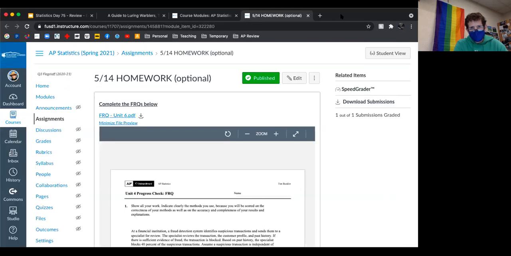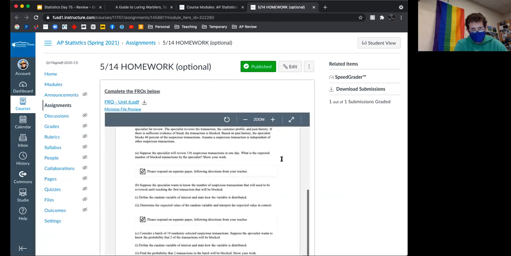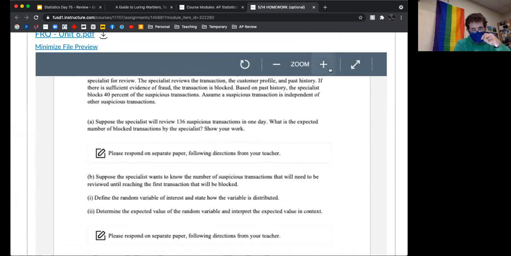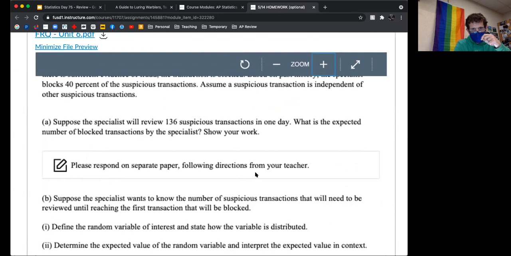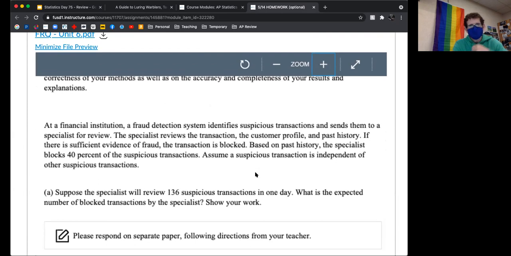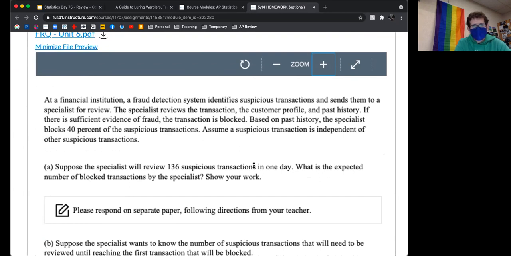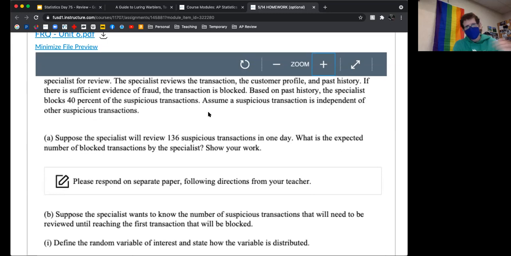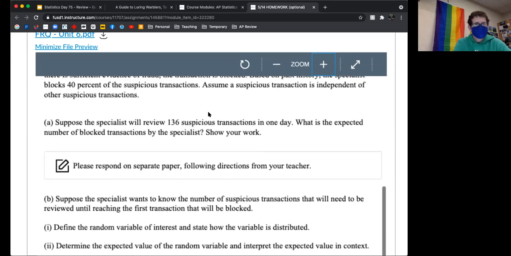All right, so then we had these two FRQs. And again, let me zoom in a little bit. We can look at this. All right, so this one actually isn't as bad. We were looking at basically a fraud detection system that looks at a lot of transactions, and there's a specialist. So here we go. Based on past history, the specialist blocks 40% of suspicious transactions. Assume a suspicious transaction is independent of other suspicious transactions. So we're assuming every single transaction that's reviewed is completely independent.